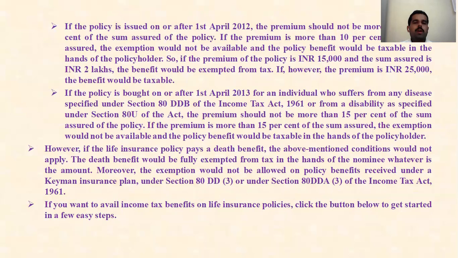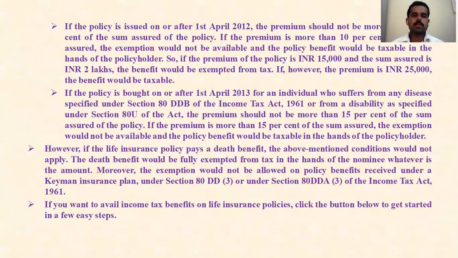If the policy is bought on or after 1st April 2013 for an individual who suffers from any disease specified under section 80DDB of the Income Tax Act 1961 or from a disability as specified under section 80U of the Act, the premium should not be more than 15% of the sum assured of the policy. Here a few of the sections are there.